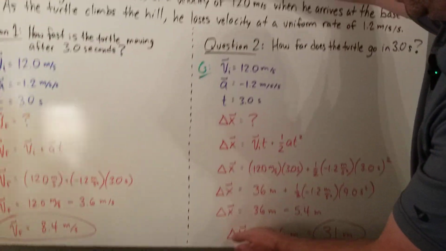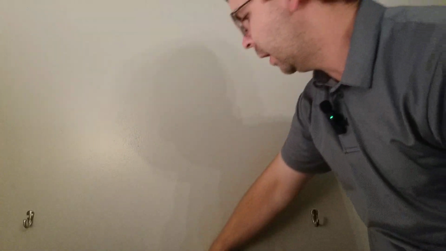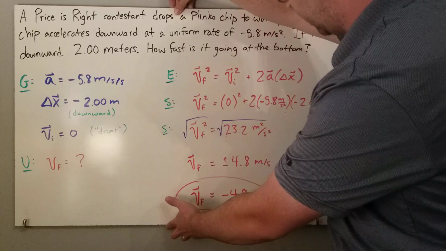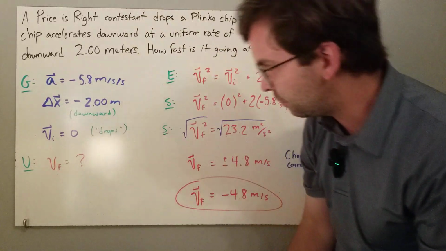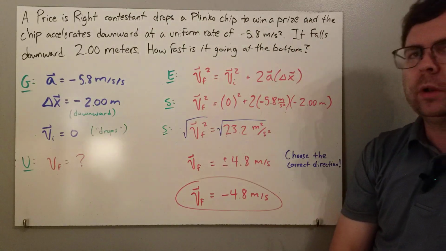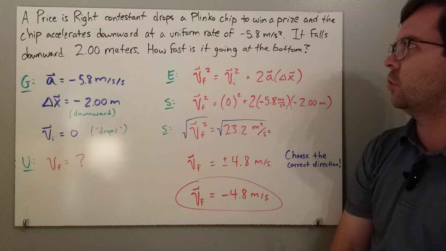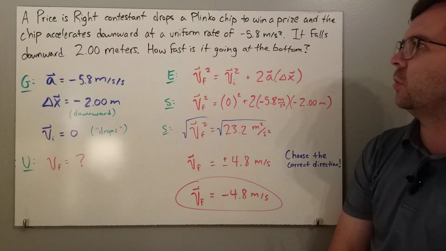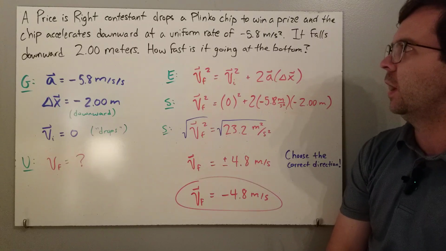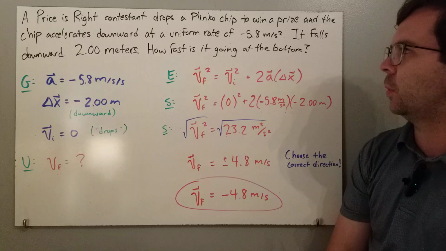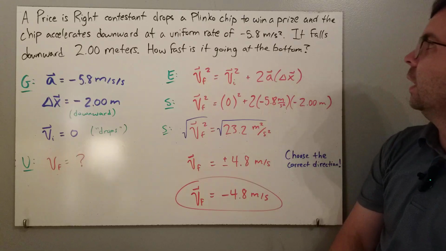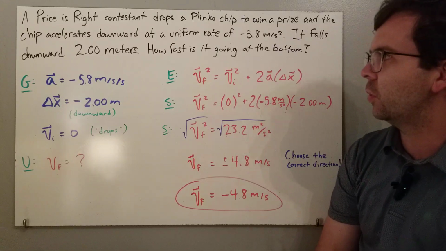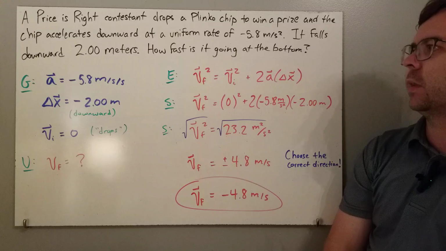All right, so let's look at one more example of a problem that is kind of tricky. I just want to make sure that you've seen all different kinds of problems with kinematics. So this one says a Price is Right contestant drops a Plinko chip to win a prize, and the chip accelerates downward at a uniform rate of negative 5.8 meters per second squared. It falls downward 2.00 meters. How fast is it going at the bottom?